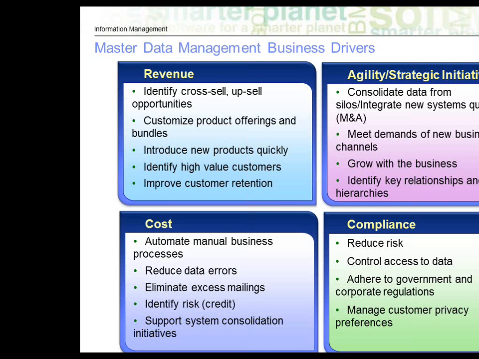So MDM can help meet these requirements and can help with reducing risk. For example, in the previous example we talked about, if you know that the Billy Jones who's applying for a credit card already has exposure with you in terms of all the different types of instruments where an organization has credit exposure with this customer, it can help the business make an intelligent decision on whether or not a credit card application should be honored, and if so, what the credit limit should be, and so on. So it can help reduce risk. It can help with controlling access to data, adhere to government and corporate regulations, and manage customer privacy preferences.